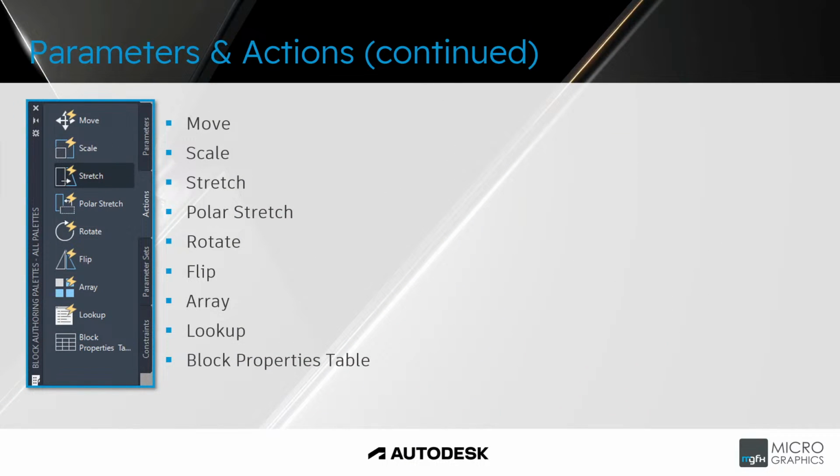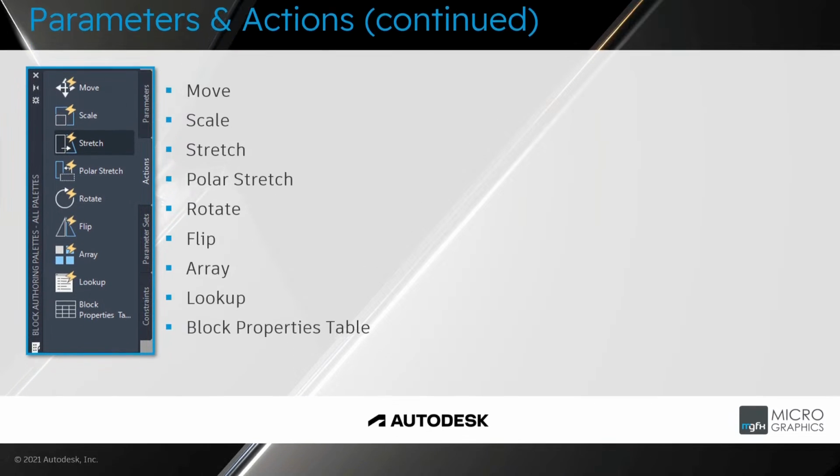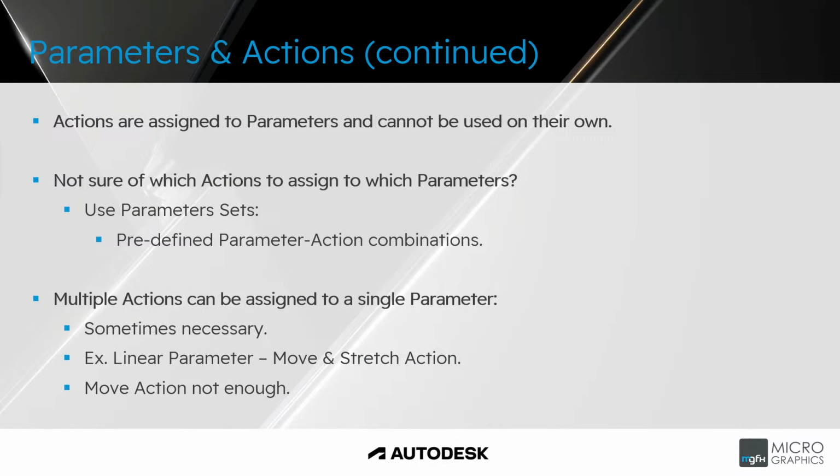Okay, next we're going to look at these actions. So right below the parameters, you have actions, and you've got move, scale, stretch, polar stretch, rotate, flip, array, lookup, and the block properties table action. And all of these actions, however, need to be assigned to a parameter for them to have any effect. Okay, so two of the parameters do not require actions, but actions in themselves need to be assigned to parameters to have any effect. Okay, so actions need to be assigned to parameters and cannot be used on their own.